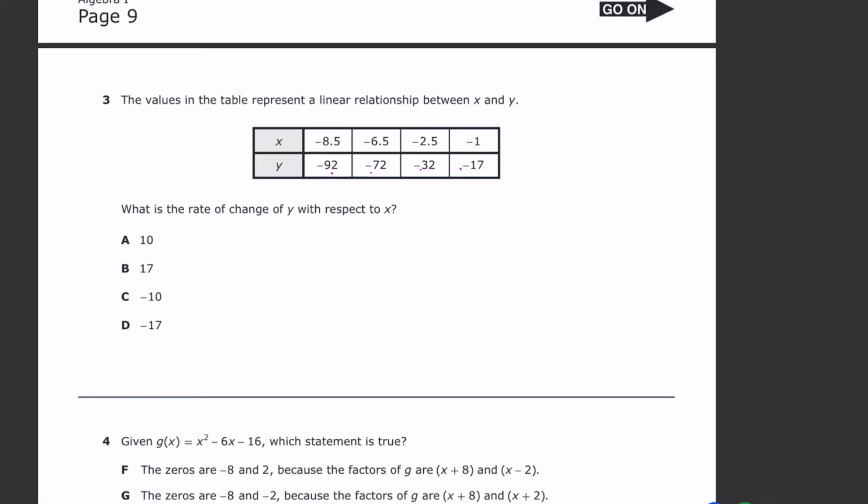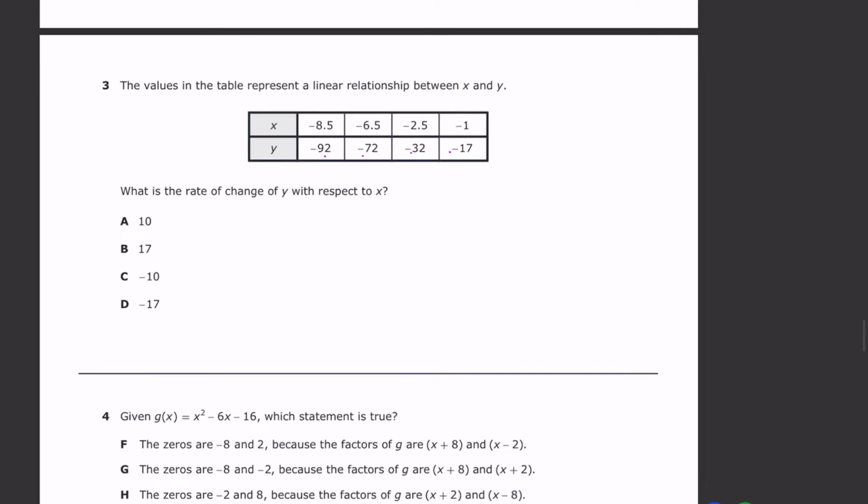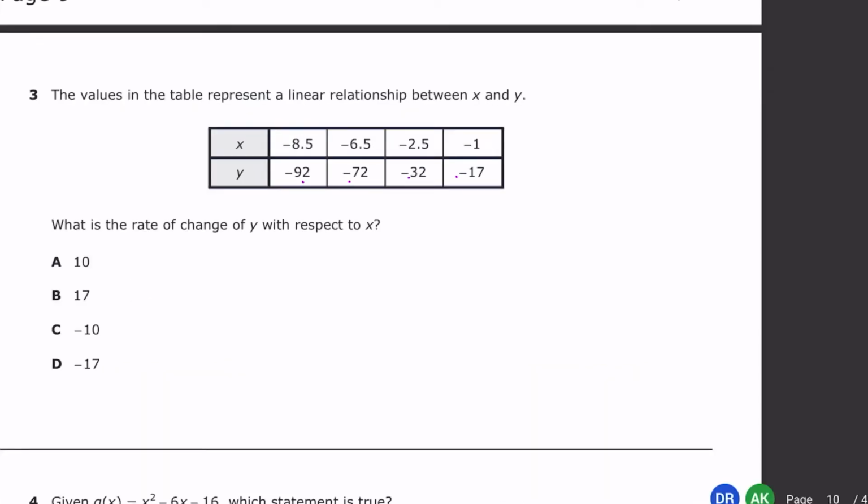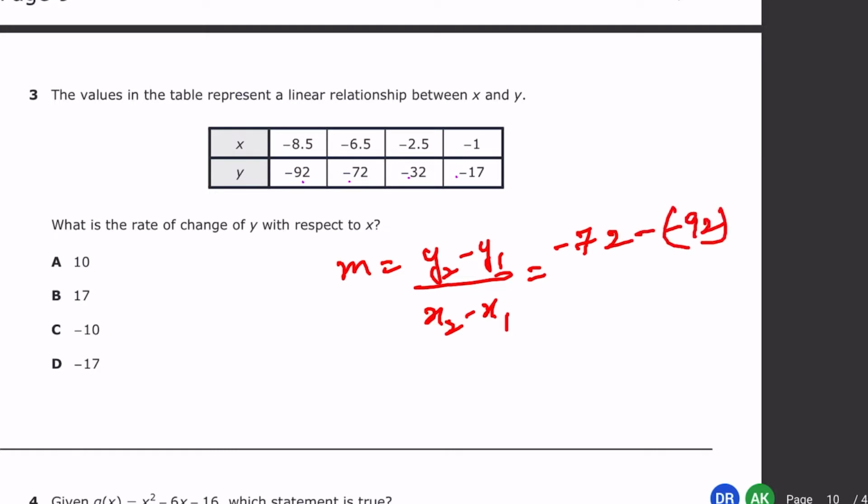the values in the table represent a linear relationship between x and y. What is the rate of change of y with respect to x? Here the rate of change is nothing but the slope. So again you take y2 minus y1 by x2 minus x1, which is minus 72 minus of minus 92, divided by minus 6.5 minus of minus 8.5. I am taking these values for x, and these values for y down.